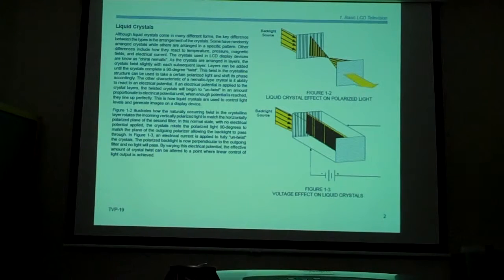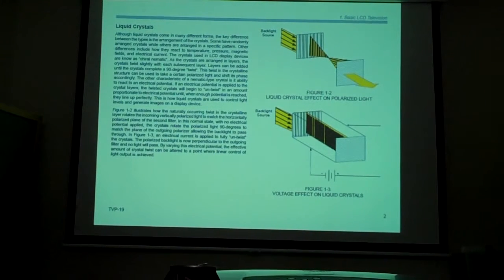And the LCD material with no charge, electrical charge applied to it, will cause the light to rotate 90 degrees. So we have incoming light going through a vertical polarizer, and then it passes through the LCD material, which is sandwiched in between the two polarizers, and this shifts by 90 degrees and allows the light to pass through the horizontal polarizer. Well, that's kind of neat, right?